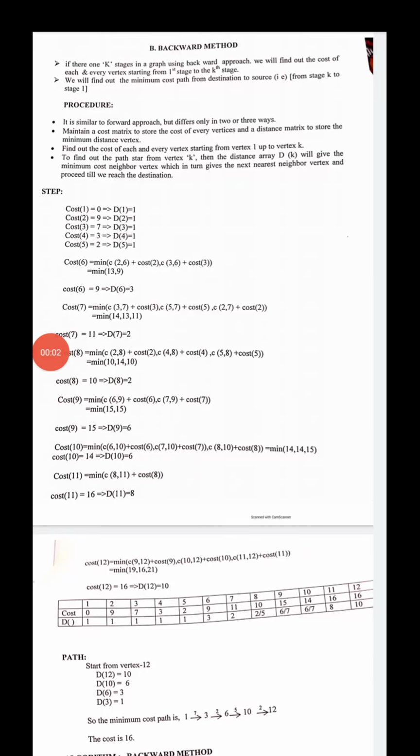Hi students, today we are discussing one more dynamic programming application, that is a multi-stage graph. In the previous class video we studied the forward method approach. Now we study the backward method approach. It's very opposite to the forward method approach. Listen carefully. In the forward method, we move from the first stage to the kth stage. In the backward method, we move from the kth stage to the first stage.